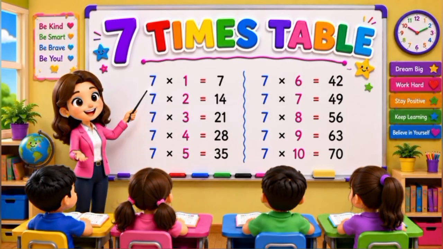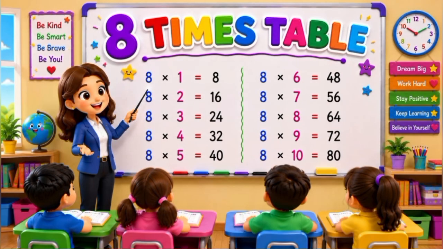7 times table. 7 ones are 7. 7 twos are 14. 7 threes are 21. 7 fours are 28. 7 fives are 35. 7 sixes are 42. 7 sevens are 49. 7 eights are 56. 7 nines are 63. 7 tens are 70.